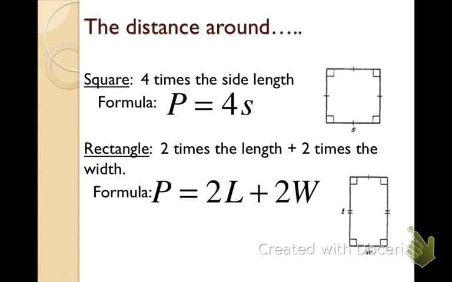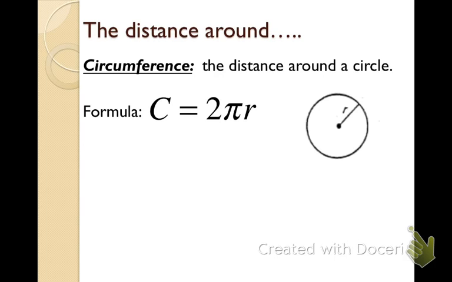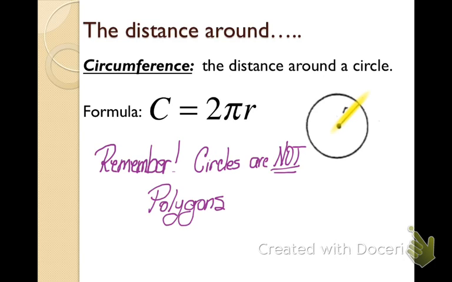which represents width. Now, when you're talking about a circle, we don't call the distance around perimeter. We call it the circumference. And the formula to find the circumference of a circle is capital C, which stands for circumference, equals 2 pi r, where r is the radius, and the radius is the length from the middle of the circle to the edge of the circle, and is represented by the small letter r. And I need you to remember that circles are not polygons.